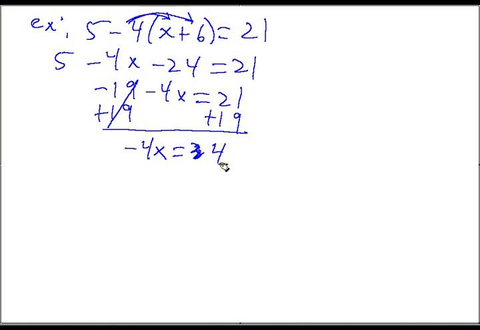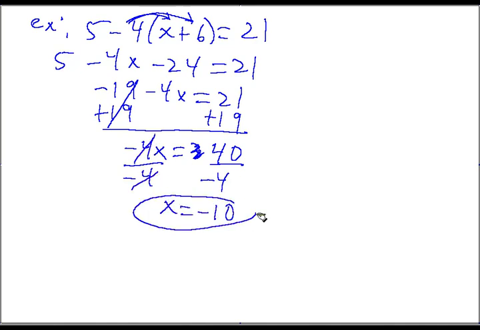Excuse me, 40, I should say. 21 plus 19, 40. So divide both sides by negative 4. Then we have our solution of negative 10. Again, the theme is what? X on one side, numbers on the other side. In this case, we have to simplify first. Okay, let's try this one here.